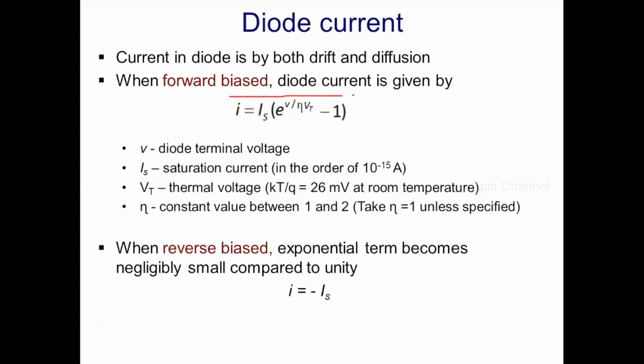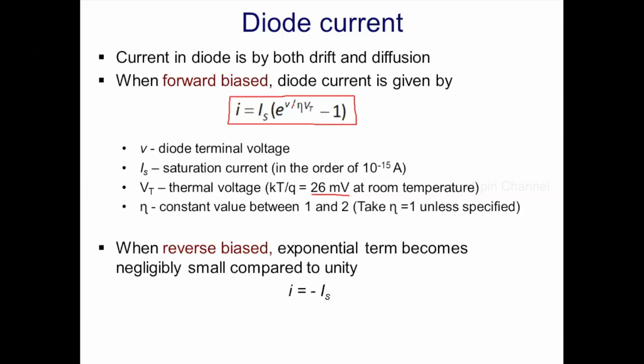V divided by eta Vt minus 1, where Is is the saturation current, V is the diode terminal voltage, and Vt is the thermal voltage. This is equal to kT divided by q, where k is Boltzmann constant, T is temperature, and q is the charge of an electron, which is equal to 26 millivolt at room temperature. Eta is a fabrication constant, which can take a value between 1 and 2. Now, this expression shows that the diode current varies exponentially with the diode terminal voltage.